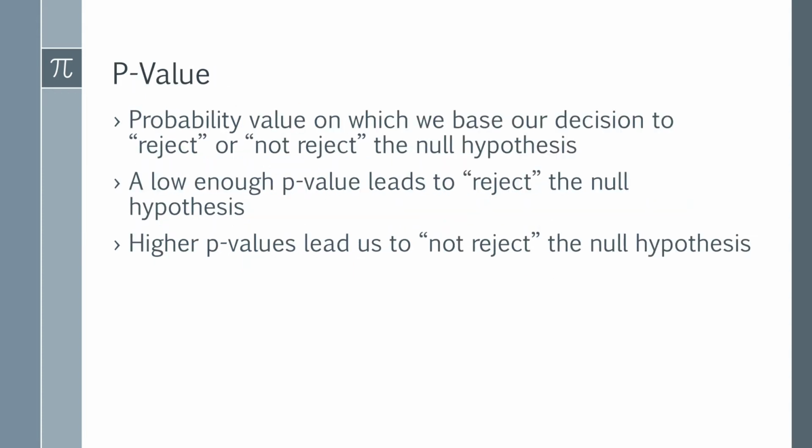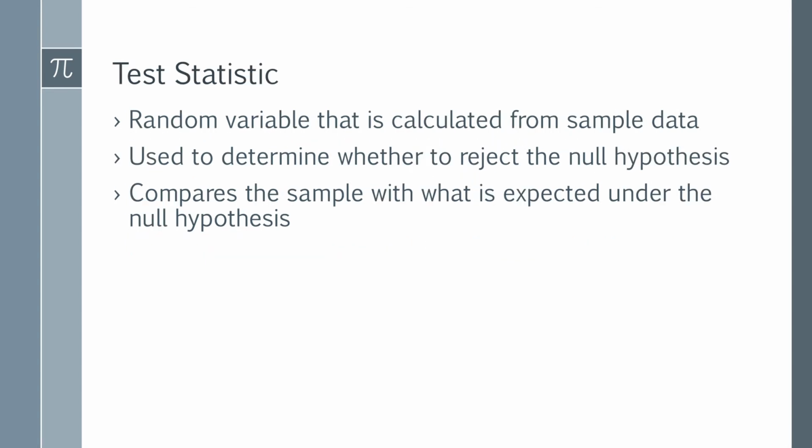The p-value is the probability value on which we base our decision to either reject or not reject the null hypothesis. A low enough p-value leads us to reject the null hypothesis. Higher p-values lead us to not reject the null hypothesis. The test statistic is a random variable that is calculated from the sample data. It is used to determine whether to reject the null hypothesis. It compares the sample with what is expected under the null hypothesis.